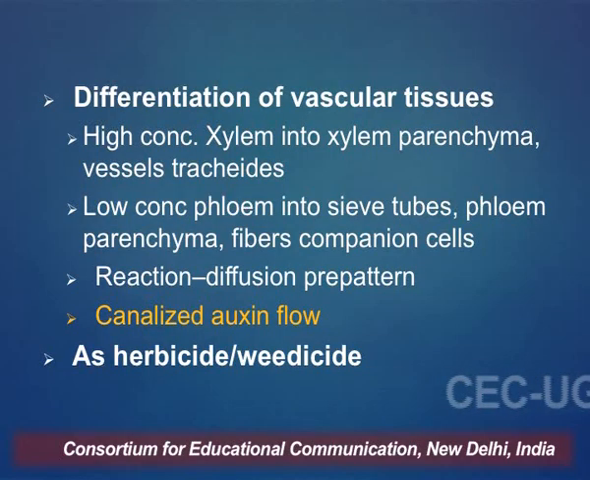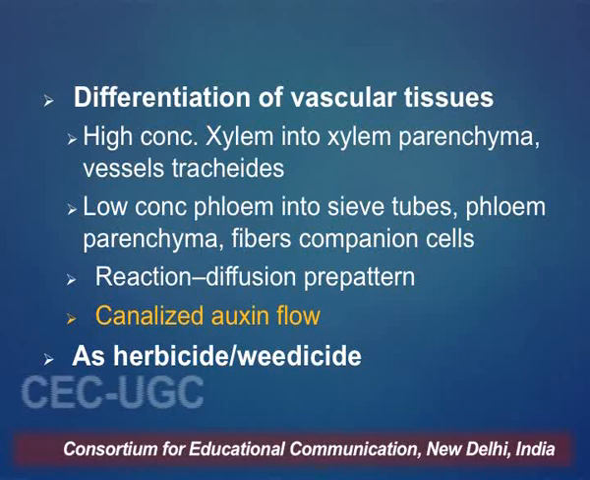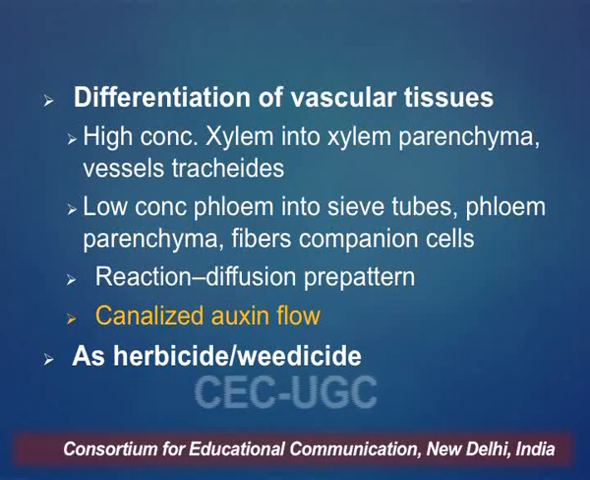Likewise, if auxins are given in low concentration, then they cause differentiation of phloem tissues into phloem parenchyma, sieve tubes, companion cells and phloem fibers. Now this differentiation of vascular tissues occurs through two major pathways or phenomena.